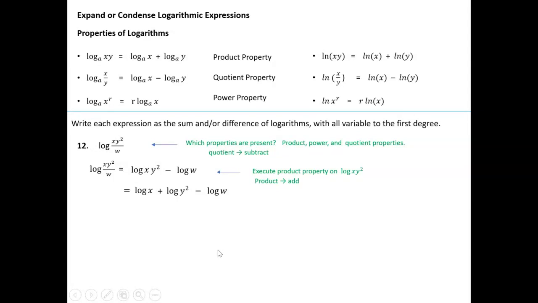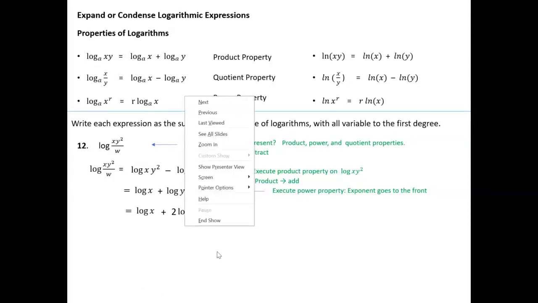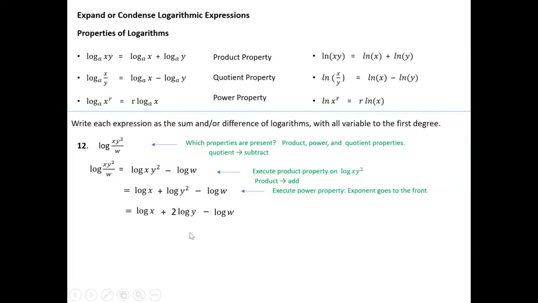Now we have to apply the power. Execute the power, right? The exponent goes to the front. And this is how we expand it into a sum and difference. So we go from the original log of x y squared divided by w. The result will be log of x plus 2 log y minus log of w, and the base is 10.